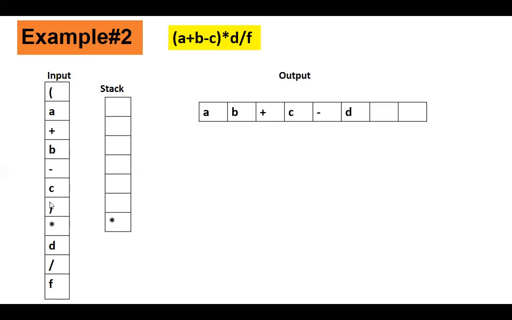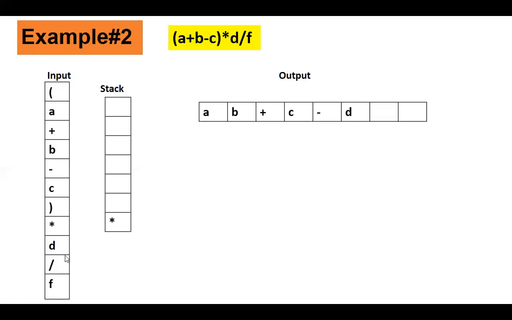See, when you come across a closing bracket, you popped out minus, added it to the output, but the closing bracket and opening bracket are discarded. They are never added to the output. Fine. Your stack is empty, so the multiplication operator is directly added to the stack.